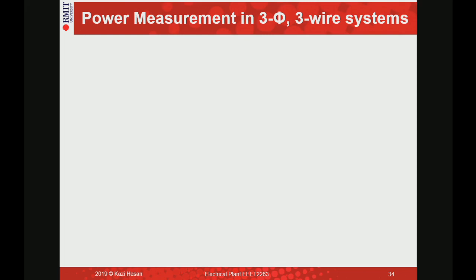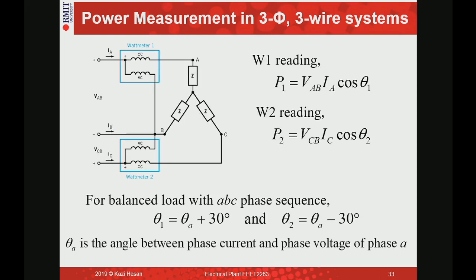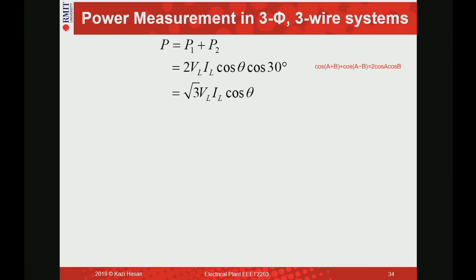And if you look at here, you have cos(A+B) plus cos(A-B). We have used this formula, cos(A+B) plus cos(A-B) is 2 cos A cos B, that becomes cos theta times cos 30 degree. And finally you see that the power we measured is root 3 VL IL cos theta.